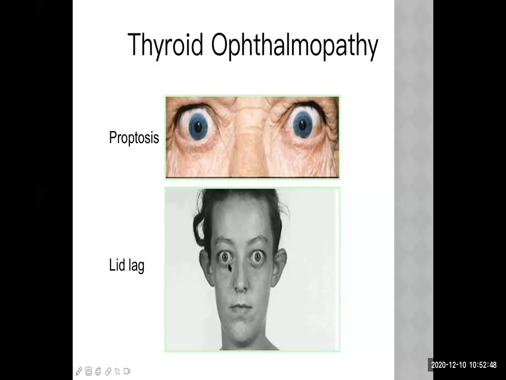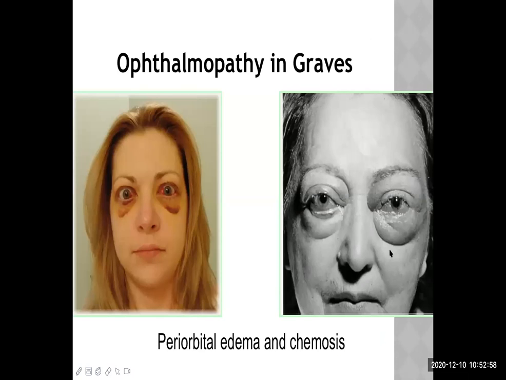This is called lid lag. The upper eyelid is lagging behind the movement of the eyeball. These are only seen in Graves' disease. Remember that. Now these are the other pictures which are quite prominent. If a lady comes with this type of feature, you can say from a distance, yes, that's Graves' disease. It's written everywhere. It's periorbital edema and chemosis, swelling of the conjunctiva.